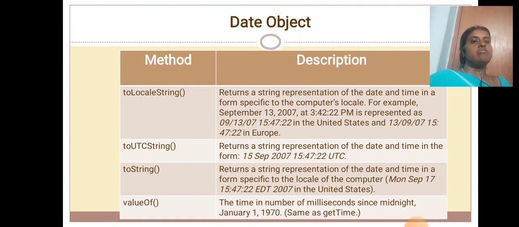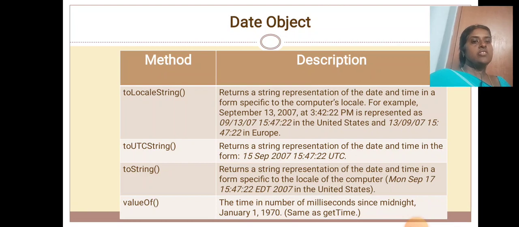The same time will be represented in the European format: 13, the date, is displayed in the first place. Next comes the month, third is the year, followed by the same timing format. Whatever time zone you set in your system, the answer will be like that. Here the answer will be written as a string, not as a number. If you want to know any one of these formats, we can use the toLocaleString method.